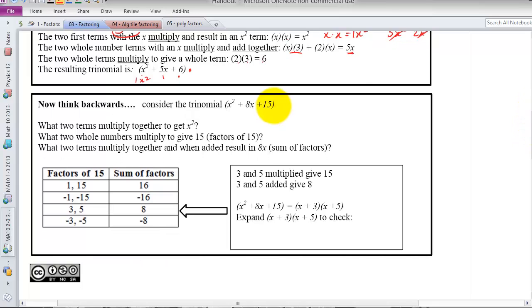So we're going to start with the trinomial x squared plus 8x plus 15. What two terms multiply to get x squared? So we're dealing with this kind of situation. The next thing we want to think about is what two whole numbers when multiplied give plus 15. So I show that here. There's four options: 1 times 15, negative 1 times negative 15, 3 times 5, and negative 3 times negative 5.